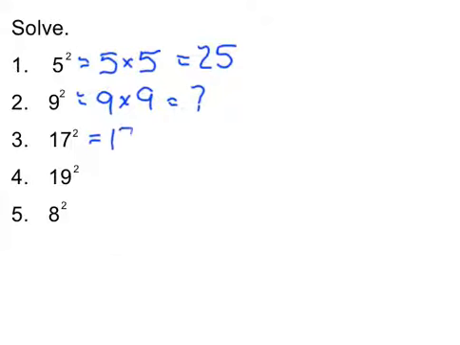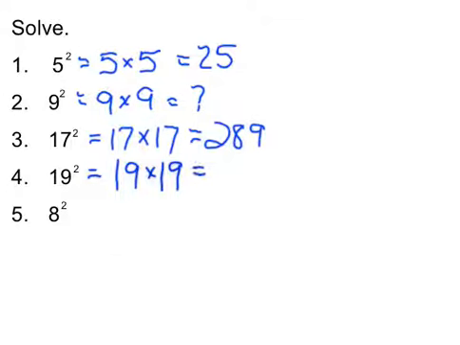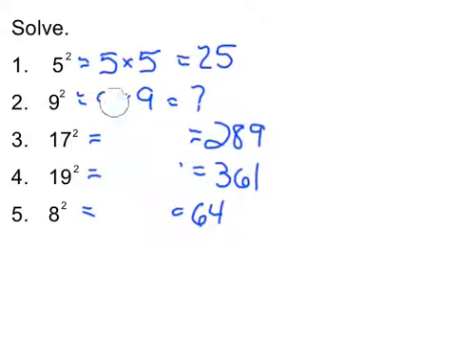17 squared means 17 times 17, 289. 19 squared means 19 times 19, answer, 361. And 8 squared means 8 times 8, the answer, 64. On your homework today, all you need to write is the answer. You do not have to show your work.